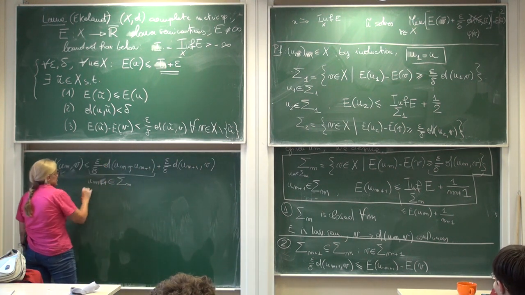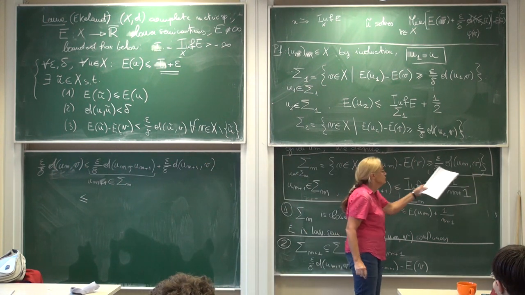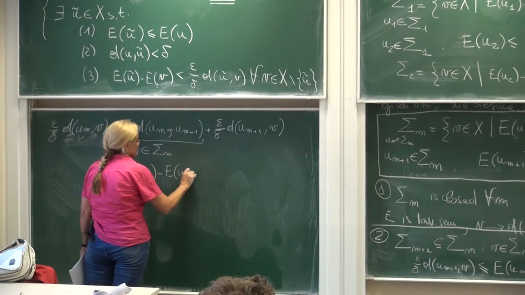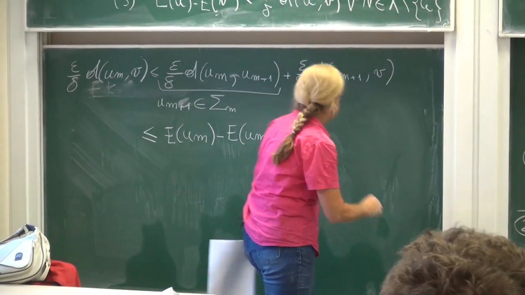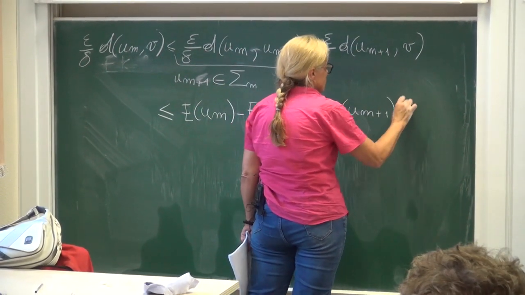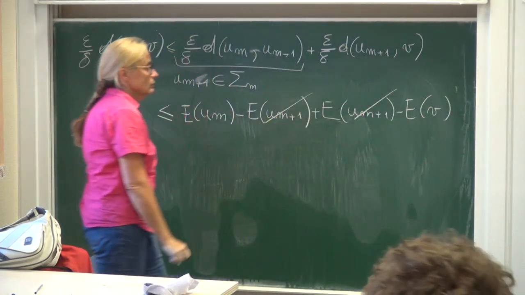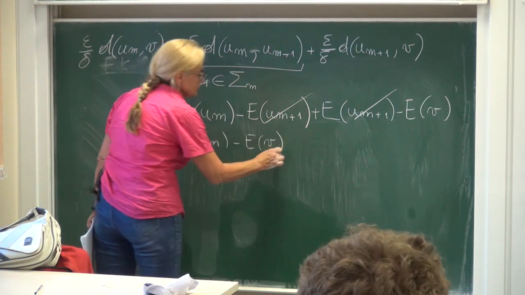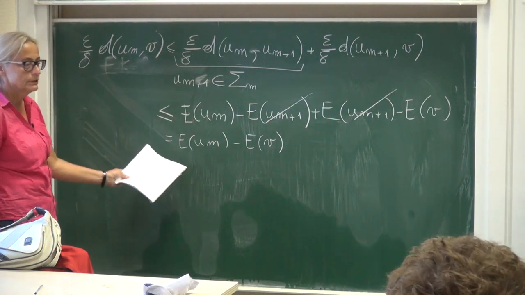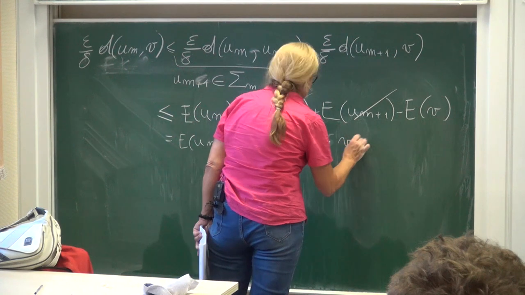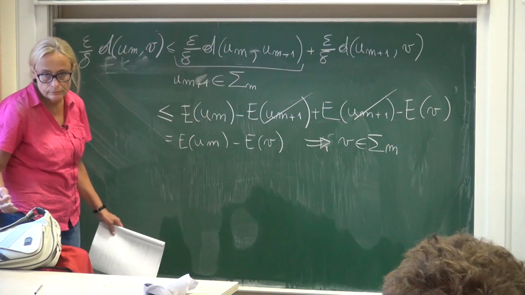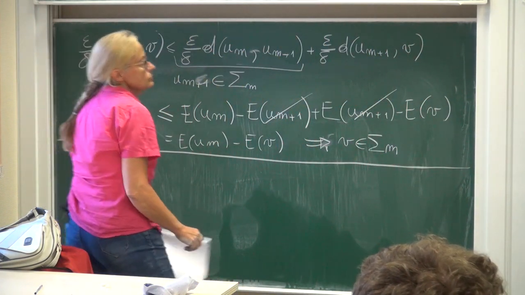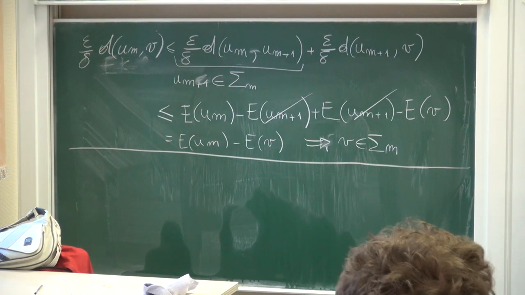So it means that this holds when V is equal to U_{m+1}. And here use this one. Nice. So this tells you that this is equal to E of U_m minus E of V. This means that this is smaller than this, which is the definition of sigma_m. So this is the second claim. The third one, I should cancel this, otherwise.